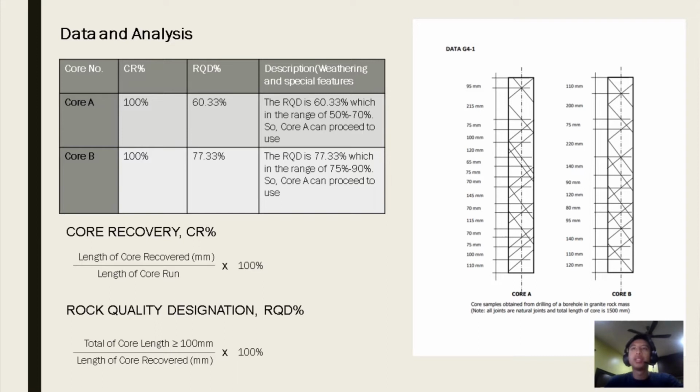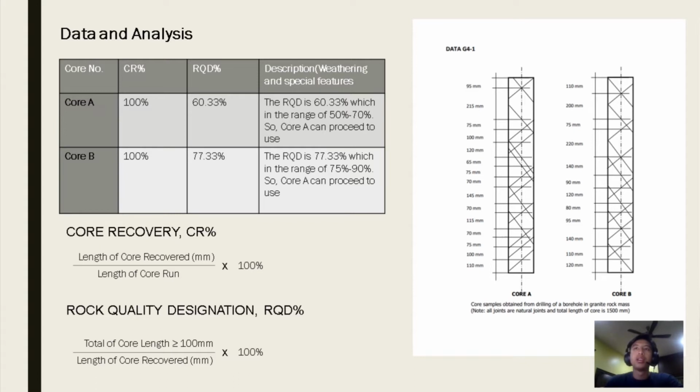So after we have measured the length of every core, which is core A and core B, we need to calculate the percentage of CR, which is the core recovery, and the RQD, which is rock quality designation. The formula for CR is length of core recovered over length of core run times 100%. By using the formula, we get the CR for core A is 100% and core B also 100%.